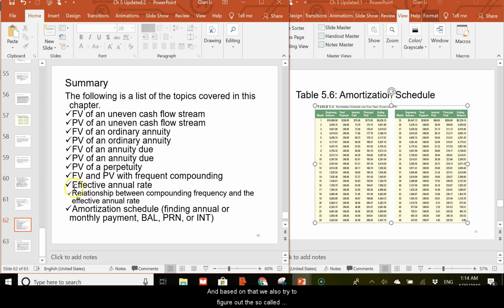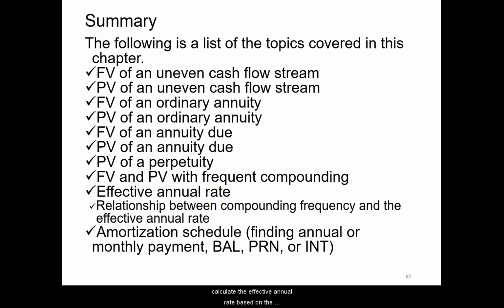And based on that, we also tried to figure out the so-called effective annual rate. You need to know how to calculate the effective annual rate based on the compounding frequency and the nominal interest rate, or say the APR. And you also need to understand and be able to describe the relationship between compounding frequency and the effective annual rate. At the end of this chapter, we talked about the amortization schedule. So we tried to understand the amortization process, and we tried to figure out the monthly payment of a loan and figure out how to find the remaining balance, total principal payment, and total interest payment.